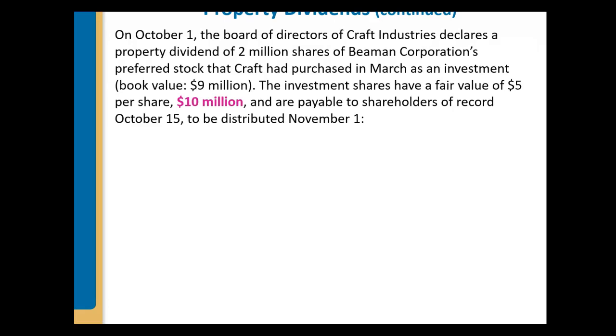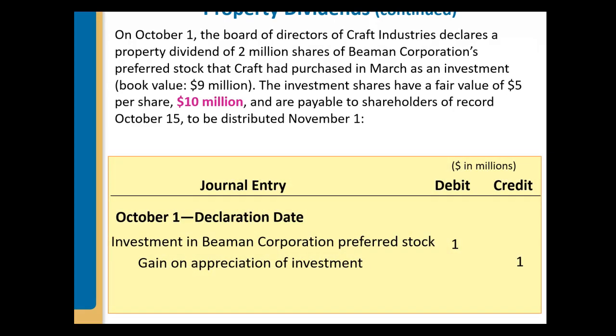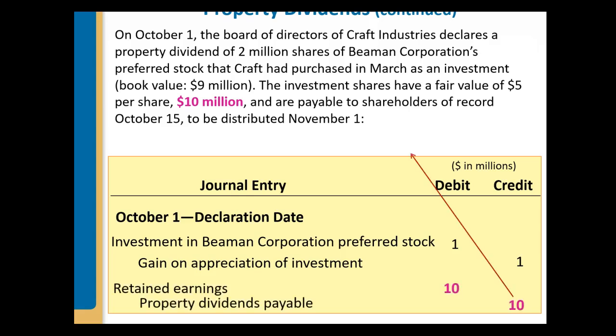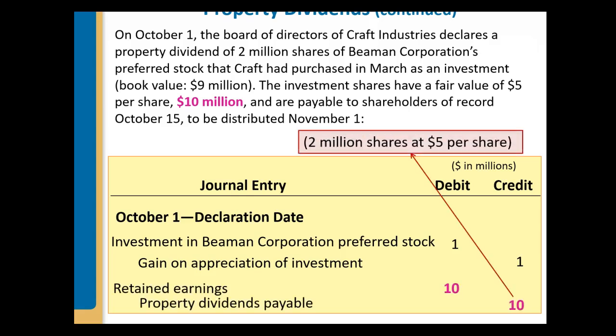So a property dividend should be recorded at the fair value of the assets to be distributed, measured at the date of declaration. This may require revaluing the asset to fair value prior to recording the dividend. If so, a gain or loss is recognized for the difference between the book value and the fair value.